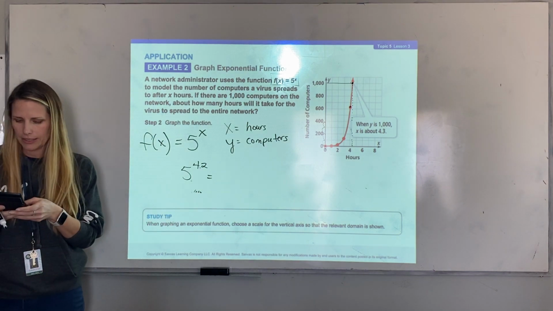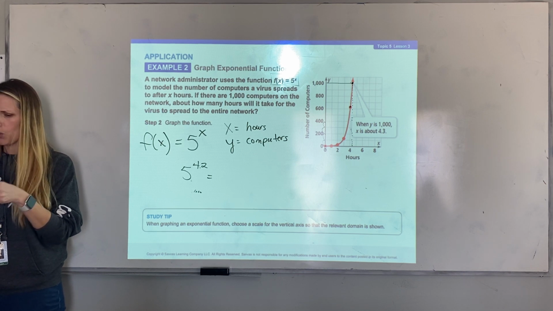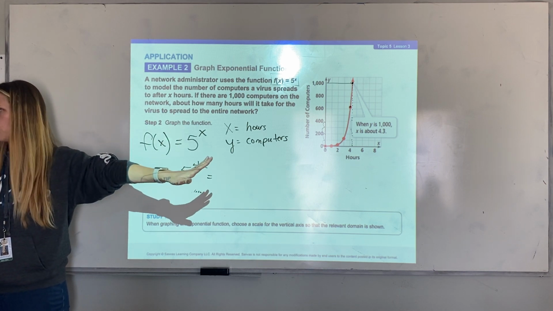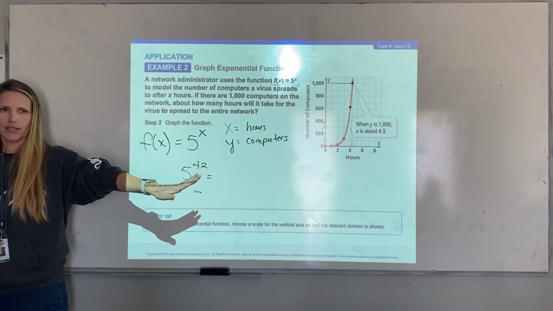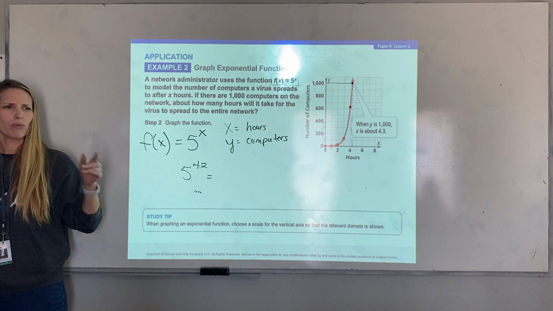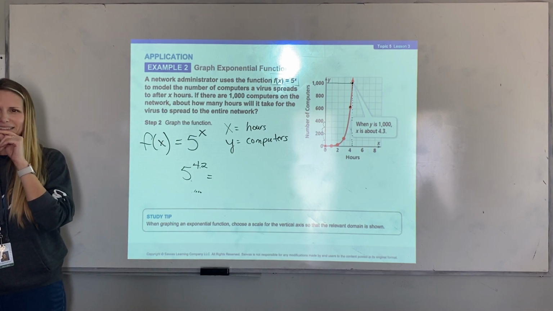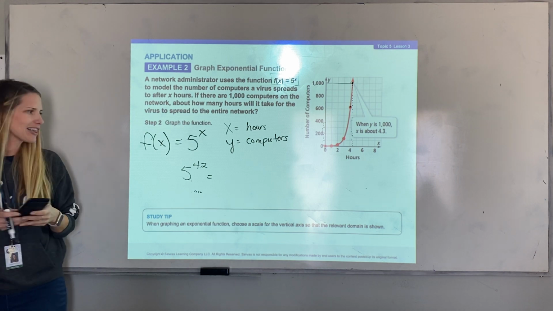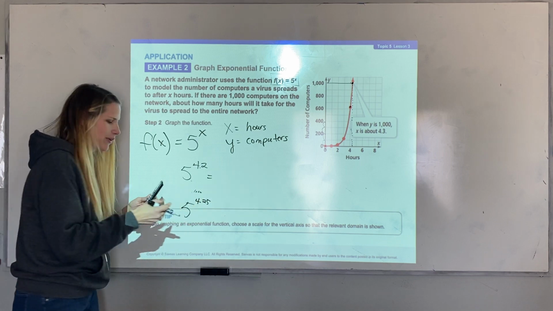Base 5 to the 4.2 power. Oh, wow. That's a bigger number. No, it went way down. 862. So we got way far away from 1,000. So 4.25. I love it. Okay, let's try 4.25. 5 to the 4.25 power.